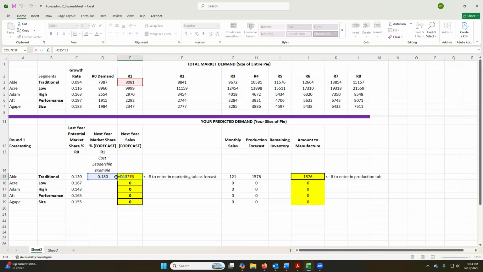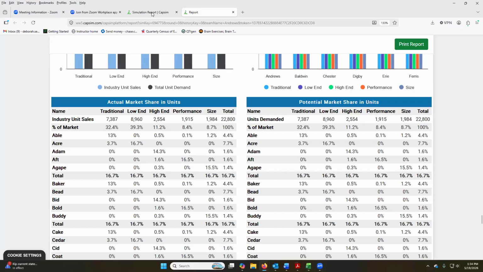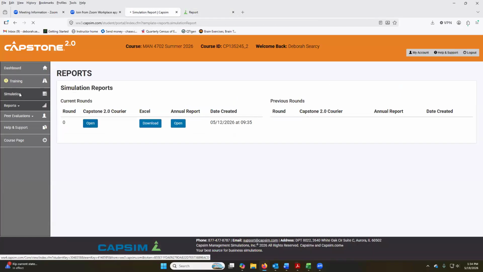So I take that. Remember the total market share for next year, right? From the total market demand. So the entire traditional segment will demand 8,081,000 units. And I think I'm going to have an 18% share of that, right? So I think I'm going to have 1455. This is the number that I would enter into the marketing tab. Oh, I didn't actually pull up the simulation. I can do that.